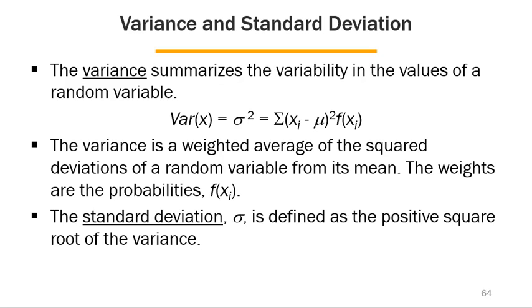All right, so the variance then is a weighted average of the squared deviations of the random variable from its mean, and again the probabilities are those weights. The standard deviation then, sigma, is the square root of the variance.